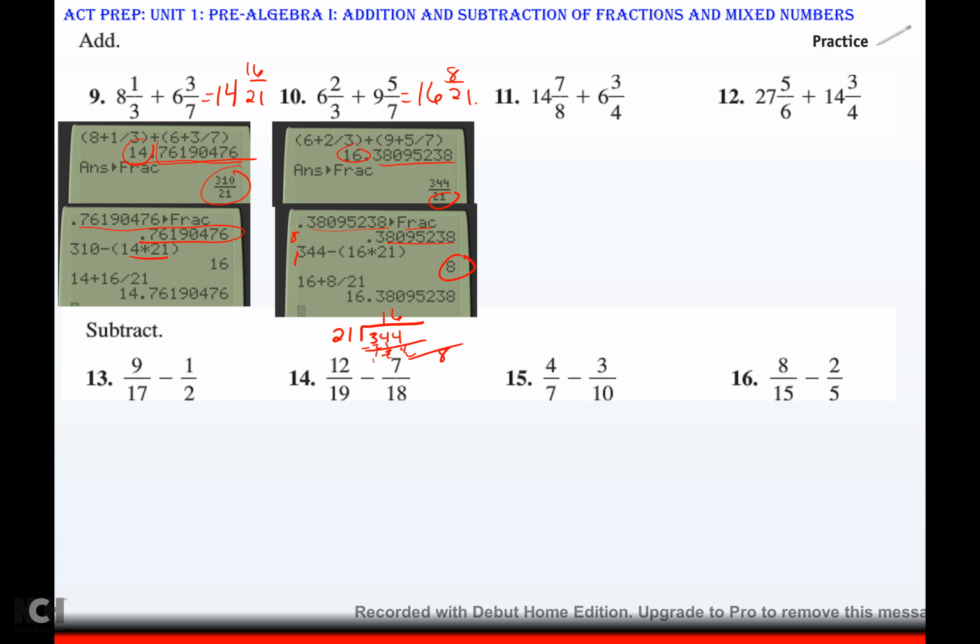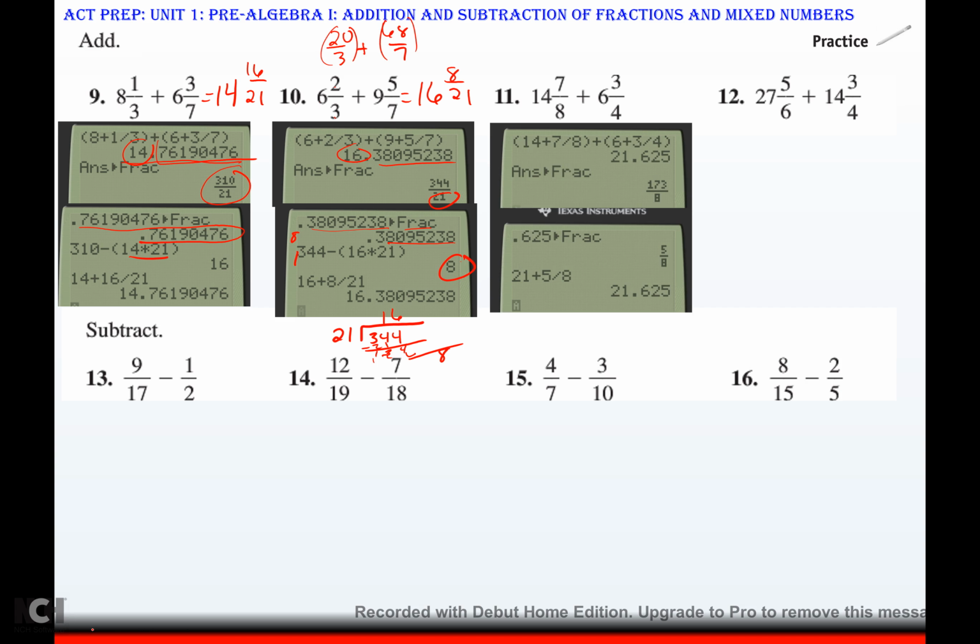Okay? And another way, guys, it depends on how nasty these numbers get. If typing the whole mixed numbers makes you nervous, it actually does make me nervous. If this was me, I would turn them into improper fractions. 6 times 3 is 18, 19, this would be 20 over 3. 9 times 7 is 63, plus 5 is 68 over 7. And then I would type this in. I don't know, mixed numbers on the calculator make me nervous. But I did them just so you would know how to type them.